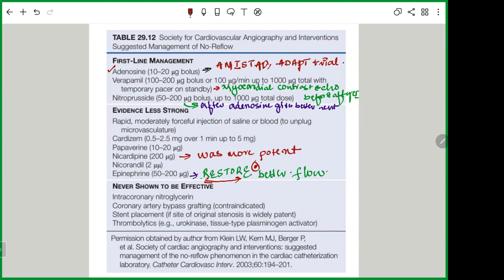And next, the evidence is less strong for nicardipine, which was more potent, but there are more chances of hypotension. The trial showed no benefits with nicardipine. Next are nicorandil and epinephrine, which show better restoration of flow. Never shown to be effective: stent placement, thrombolysis and intracoronary nitroglycerin.